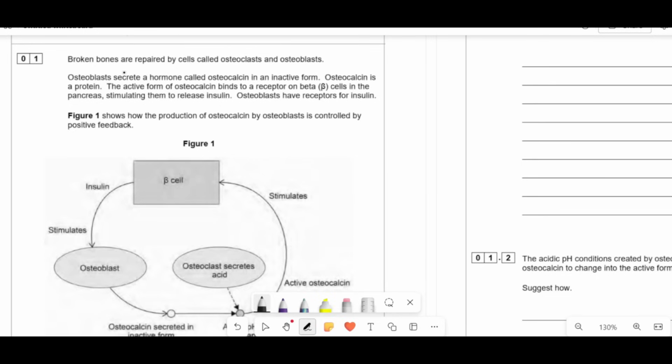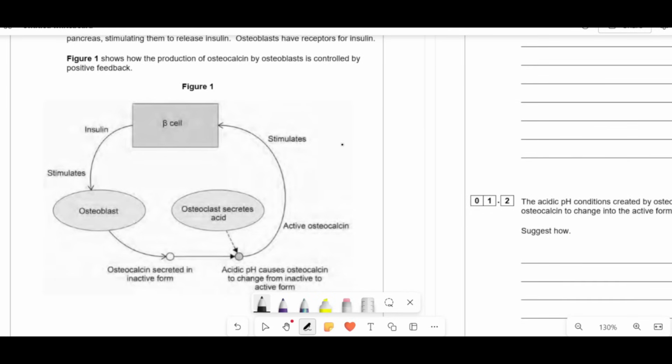So broken bones are repaired by cells called osteoblasts and osteoclasts. Osteoblasts secrete a hormone called osteocalcin in its inactive form. Osteocalcin is a protein, and the active form of this binds to a receptor on beta cells in the pancreas, stimulating them to release insulin. Osteoblasts have receptors for insulin. So here, this figure shows how the production of osteocalcin by osteoblasts is controlled by positive feedback.